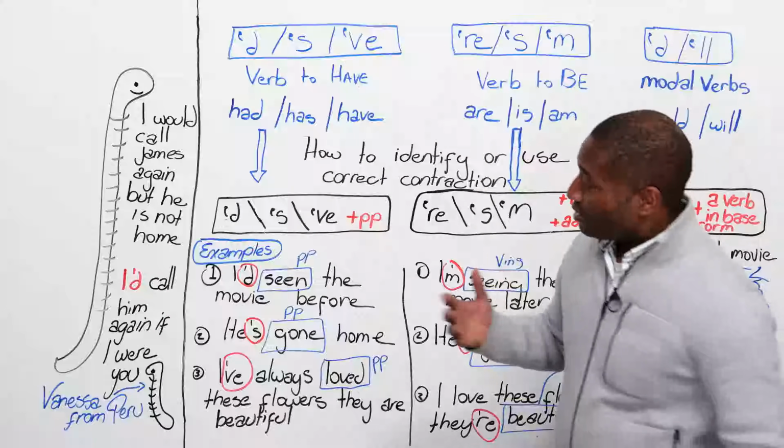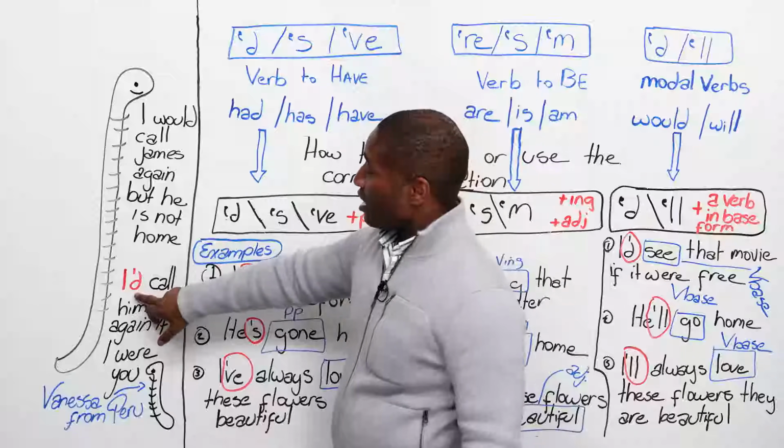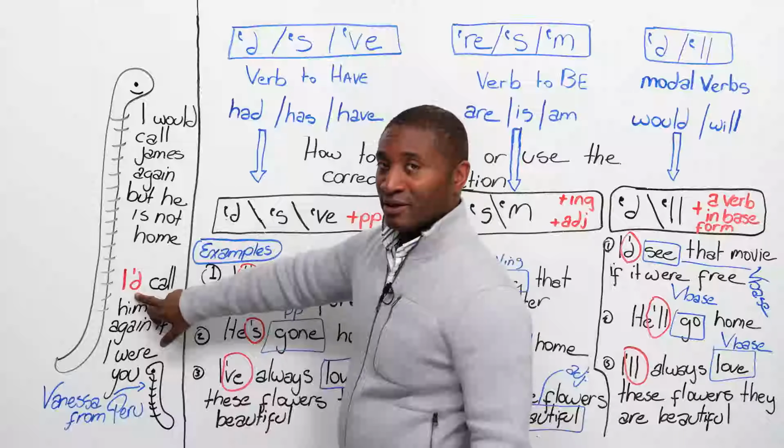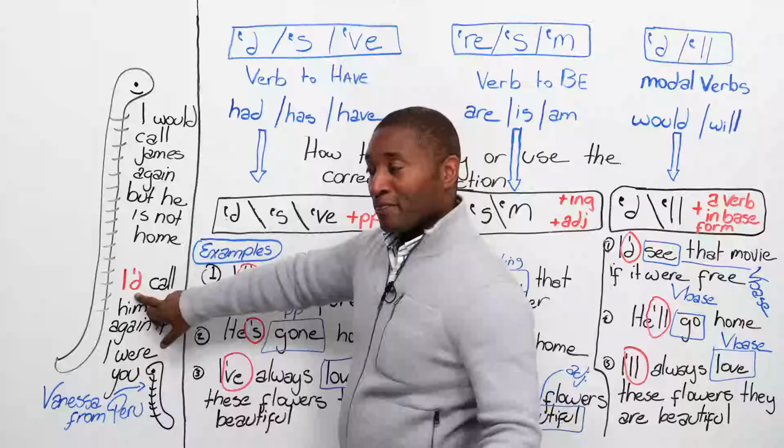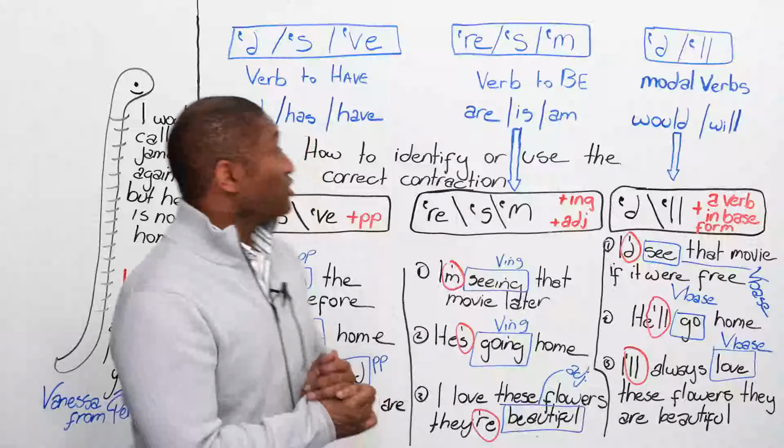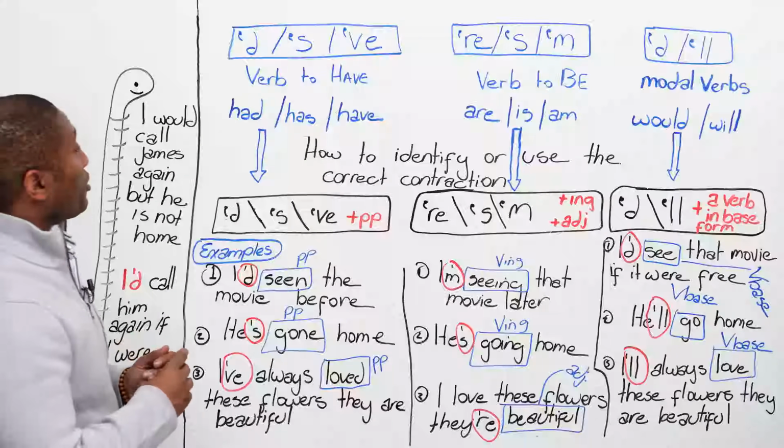Anyway, so this is a contraction. Now, is this I would or I had? If you don't know, it's okay. The lesson today will teach you how. So let's do a quick overview of what we're talking about.